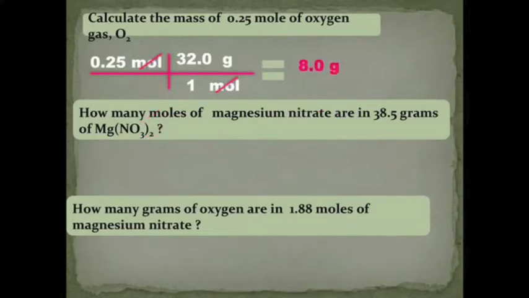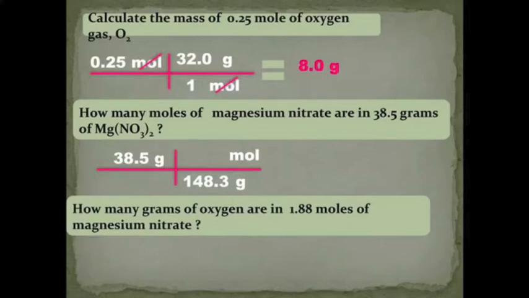Okay, let's look at another problem. How many moles of magnesium nitrate are in 38.5 grams of MgNO3? So I take my known from the problem. I need grams on the bottom so it'll cancel, and moles on top. So if I add up Mg, N, and O, and there's 2 N's and 6 O's, I'm going to get 148.3, and that 1 always goes with the mole. So my grams are going to cancel, and I get 0.260 moles.